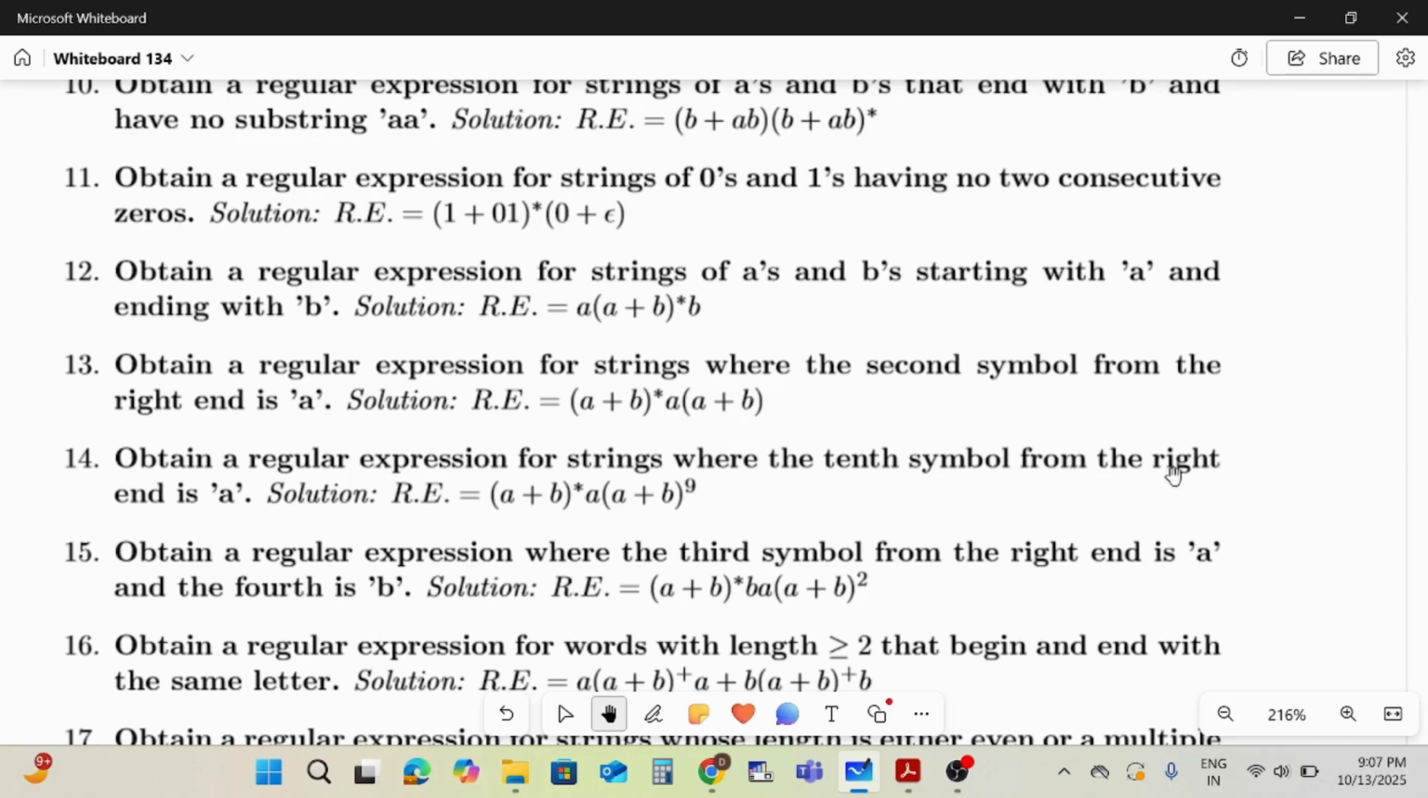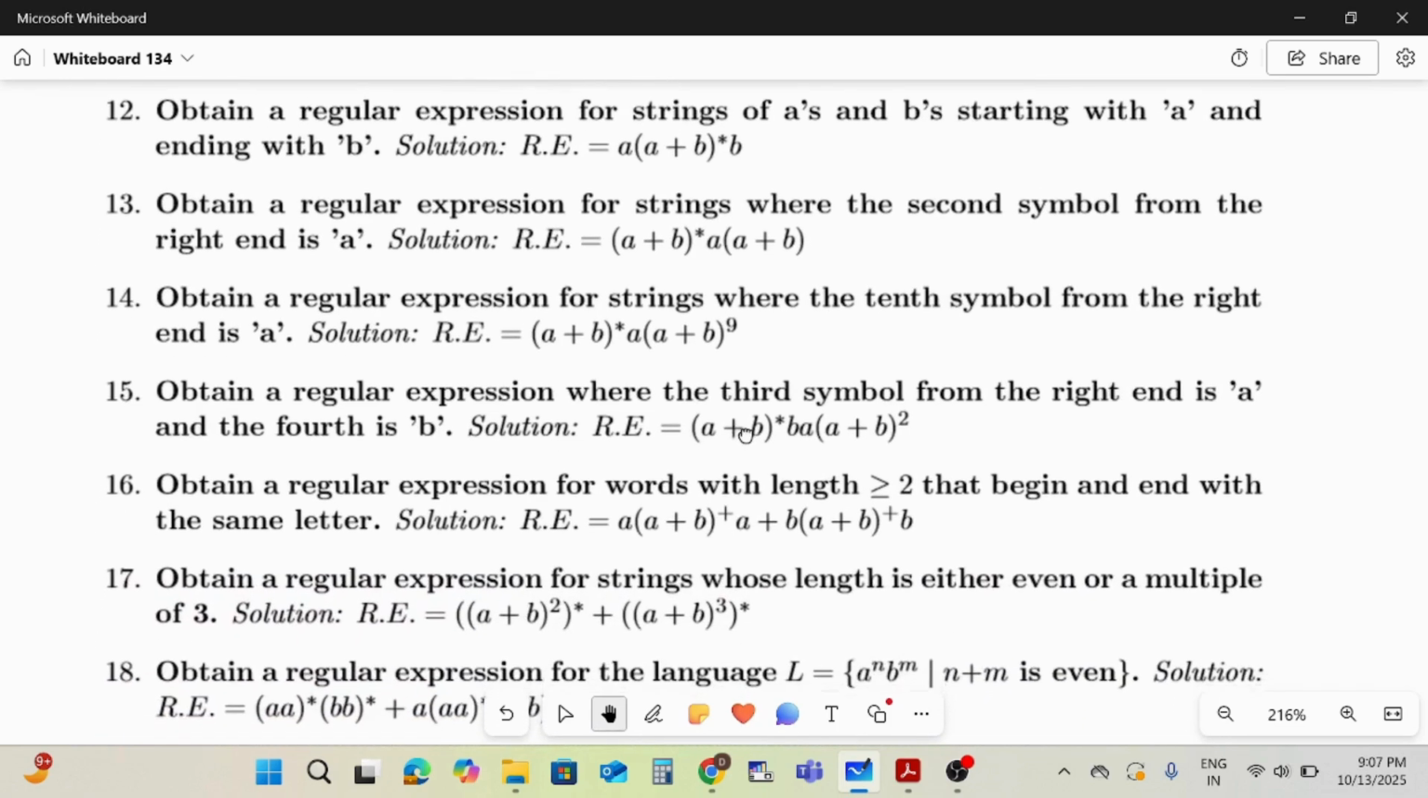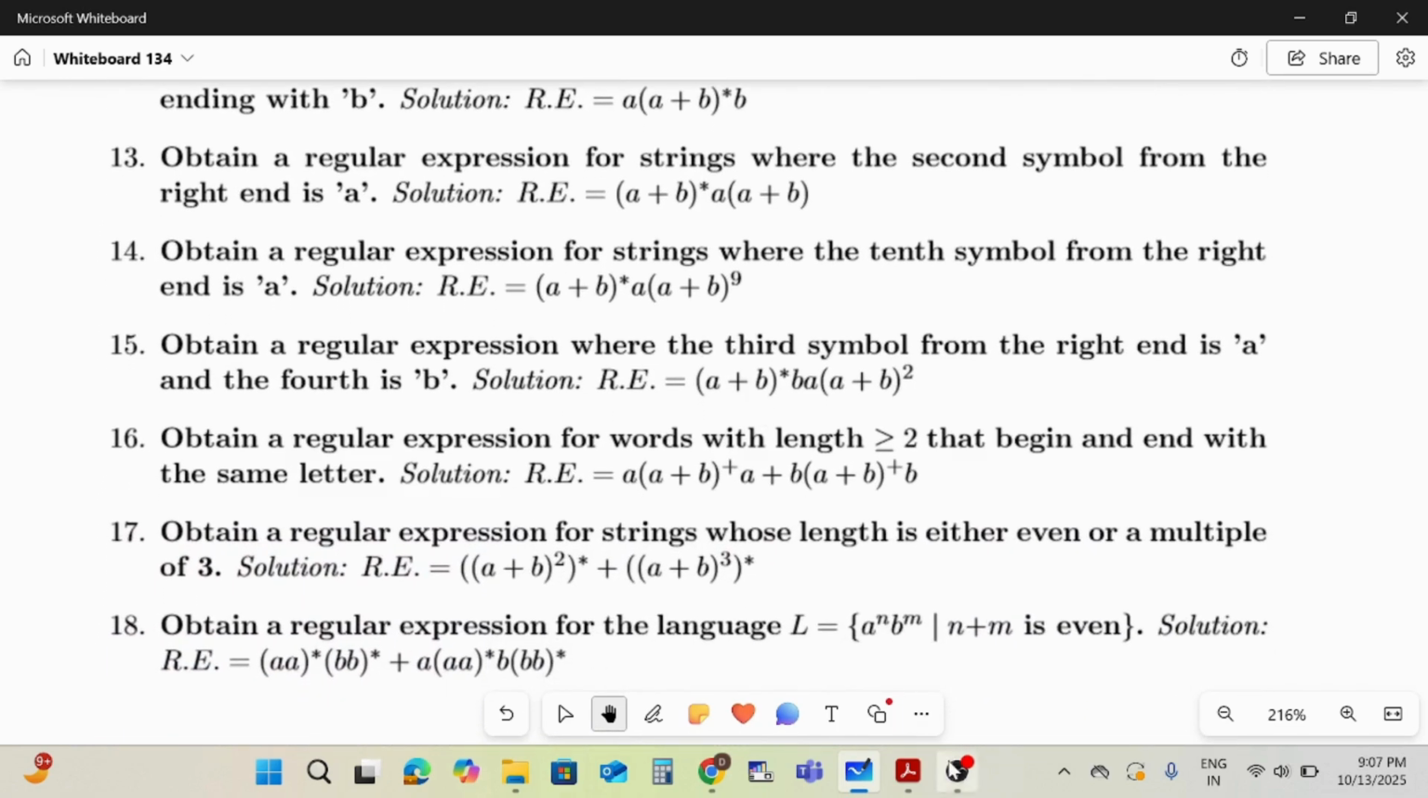Similar fashion, we have the 10th symbol from the right. You will get 9 characters here, so (A plus B) to the power of 9 means it will get 9 characters. And the 10th symbol will always be equal to A. So this is how you should be able to obtain the regular expressions. Thank you.